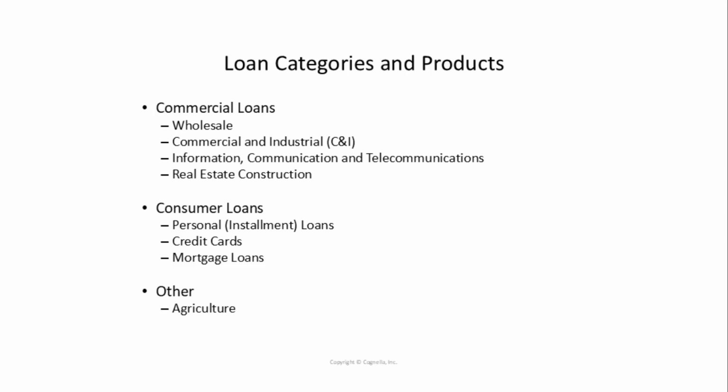There are two broad categories of loans, commercial and consumer. Commercial loans cover business purposes, construction projects, and real estate. Consumer loans serve individuals, including mortgages, personal installment loans, and credit cards.